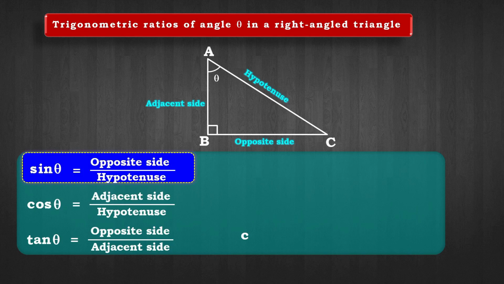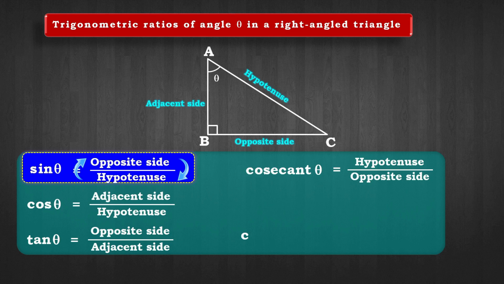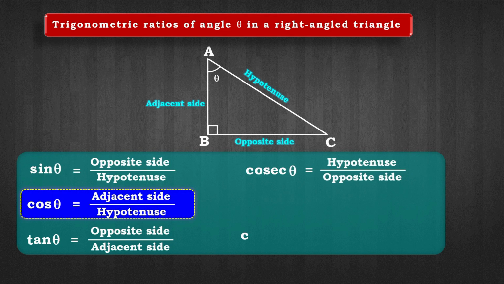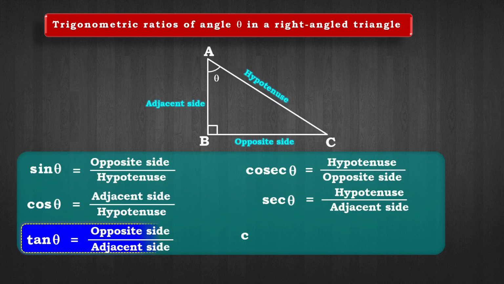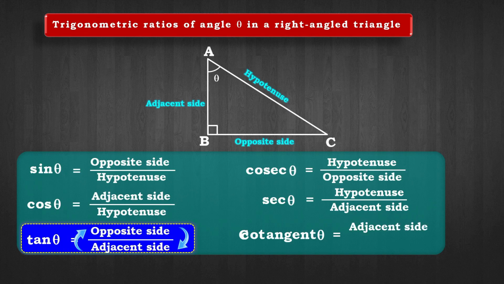Now let us look at the remaining trigonometric ratios, which are reciprocals. Cosecant theta is the reciprocal of sin theta. So, cosecant theta equals hypotenuse divided by opposite side. Secant theta is the reciprocal of cosine theta. So, secant theta equals hypotenuse divided by adjacent side. Cotangent theta is the reciprocal of tangent theta. So, cotangent theta equals adjacent side divided by opposite side.